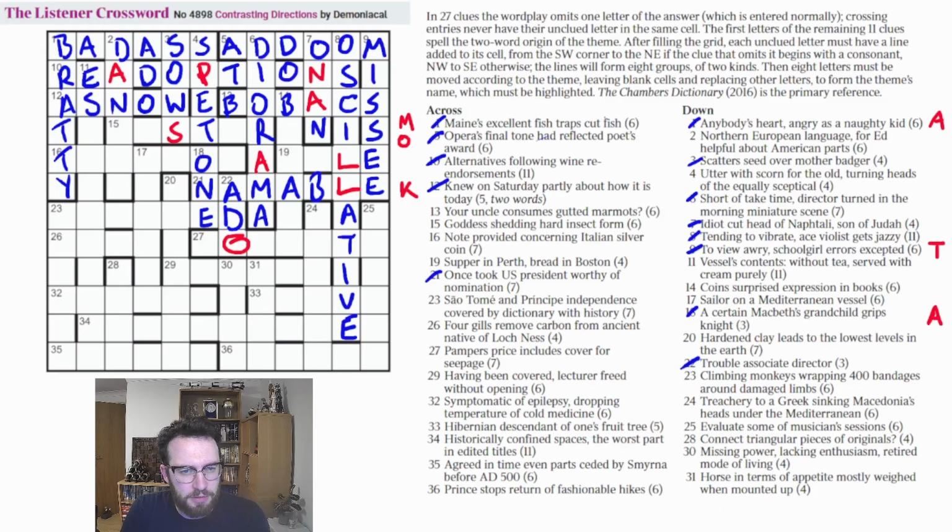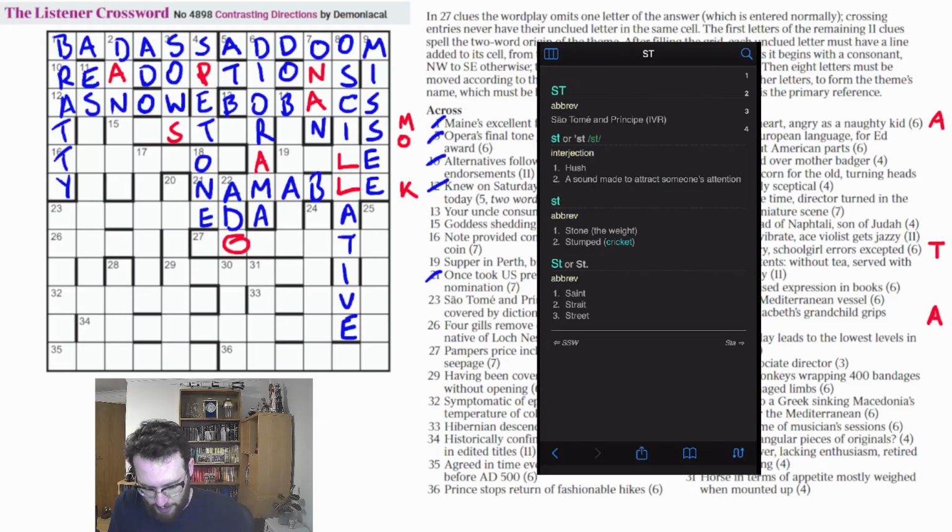What do I want to look at? 23 across ends in ED. Sao Tome and Principe, independence covered by dictionary with history. That's a lot. Okay, so when you see a country, they all have an abbreviation, and it's hard to see Sao Tome and Principe meaning anything other than that. I feel like it's ST is what I've seen it be. I'll check. Yeah, I can see it there. So Sao Tome and Principe is ST.